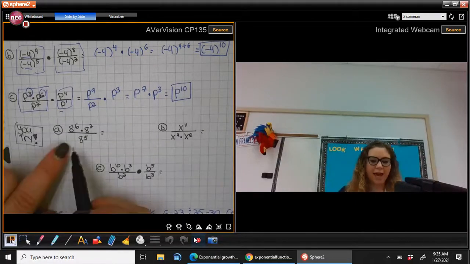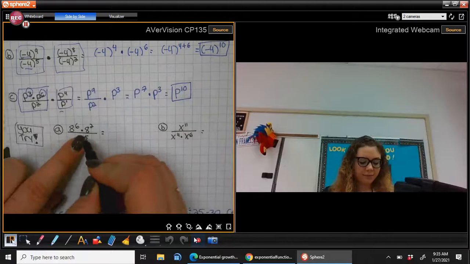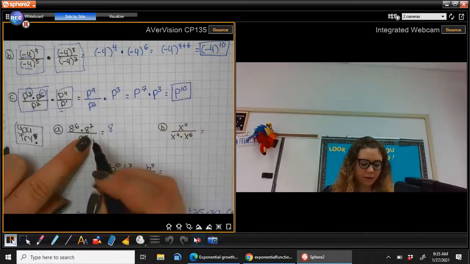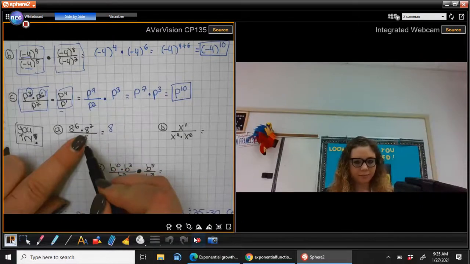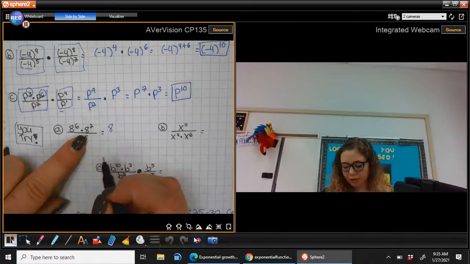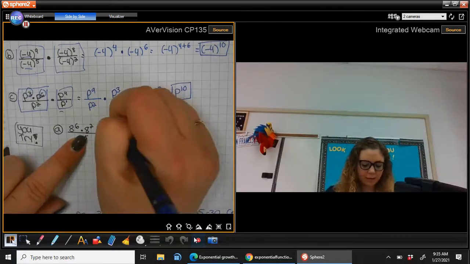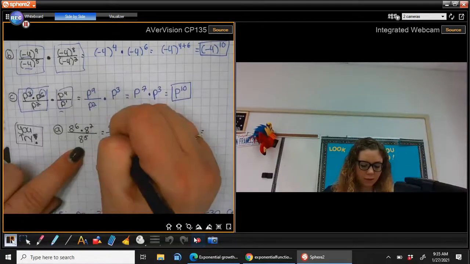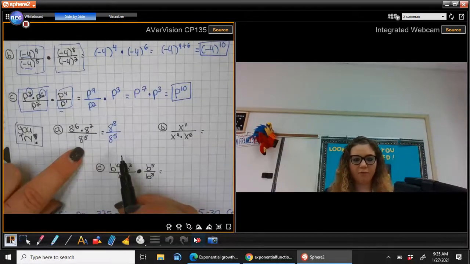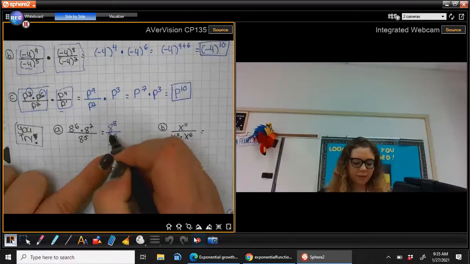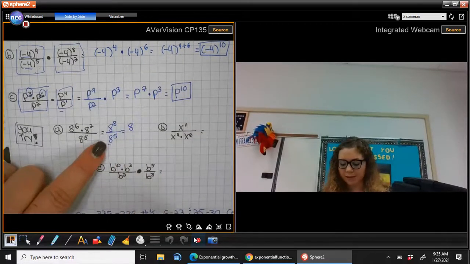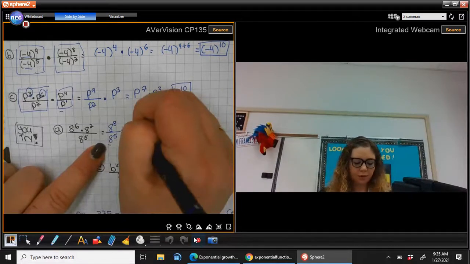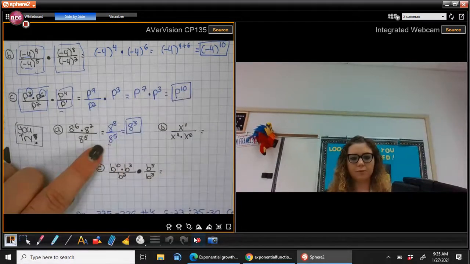So let's look at A. Okay, I'm going to simplify the top first. This is just multiplying exponents. My bases are the same. 6 plus 2 is going to give me 8, over this. I can simplify it further because my bases are the same. So I'm going to use the quotient rule. 8 minus 5 is going to give me 3. So this is my answer.